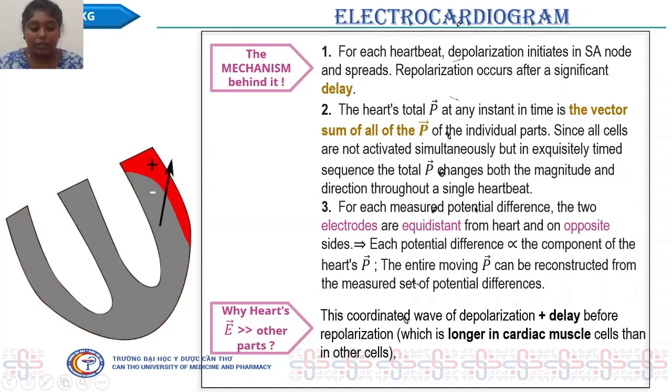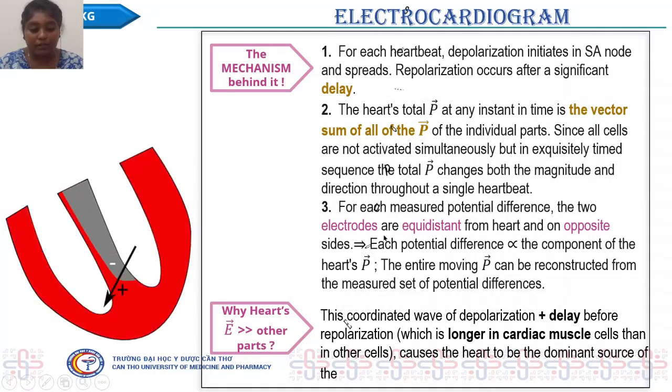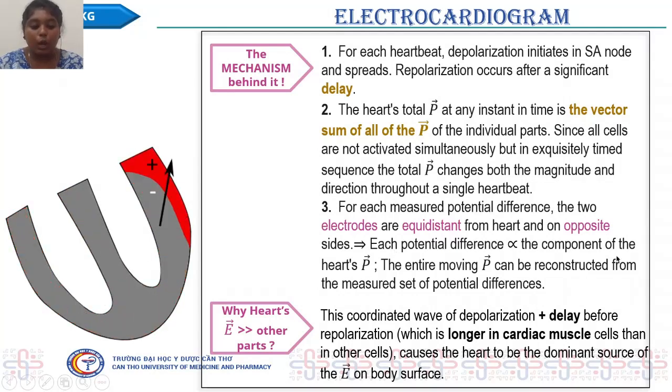For each measured potential difference, the two electrodes are roughly equidistant from the heart and on opposite sides of it. Consequently, each potential difference is proportional to the component of the heart's electric dipole moment along the axis on which it is measured. Its time dependence reveals how the component changes due to the movement of the dipole moment. The entire dipole moment can be reconstructed from the measured set of potential differences.